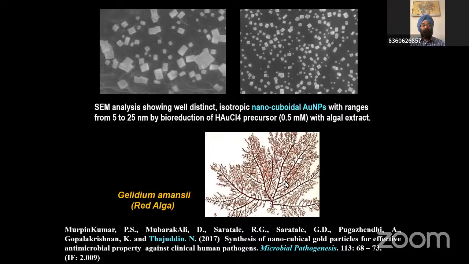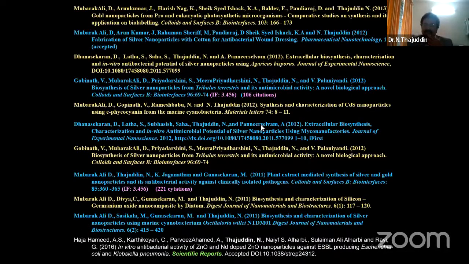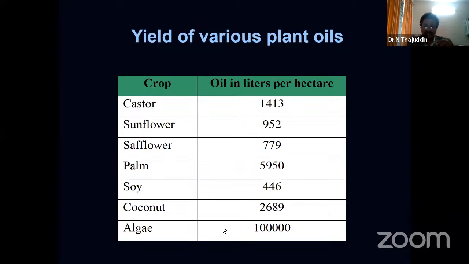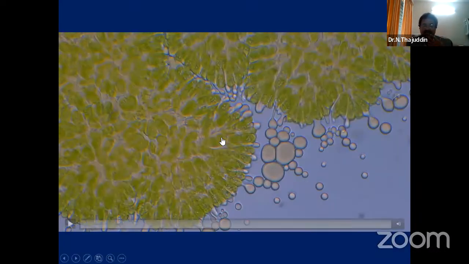We published several papers on nanoparticle synthesis, and then biodiesel. Everyone knows the importance of biodiesel. We used Chlorella for biodiesel, and this slide shows the productivity of algal biodiesel lipids. If you use one hectare of land per year, you can get a maximum of 6,000 liters using palm, whereas on the same land per year we can produce more than 1 lakh liters of algal oil, because the productivity is higher.